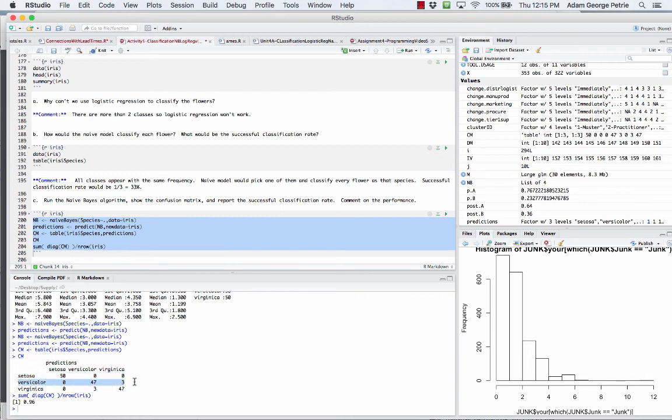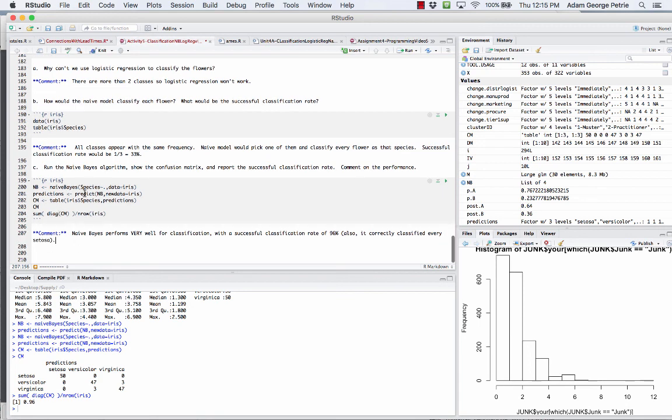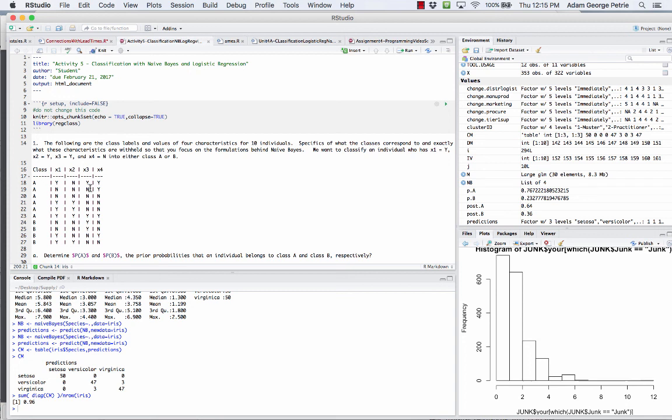Versicolor, well, pretty good. 47 out of the 50 times, it correctly classifies that with 3 misclassifications going to Virginica. And then same thing for the Virginica class, just swapping those predictions with Versicolor here. So naive Bayes actually really does fantastically well. Naive Bayes performs very well for classification with a successful classification rate of 96%, blowing away the naive model at 33%. And also, it correctly classified every setosa. So it's kind of interesting. All right, so that is our Activity 5, your introduction to classification with naive Bayes and logistic regression.